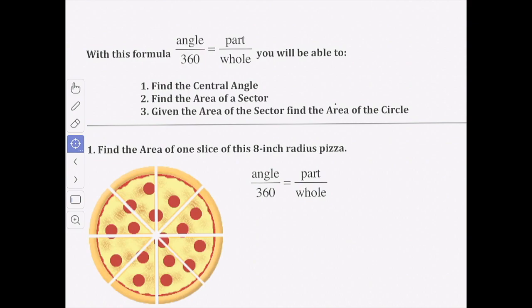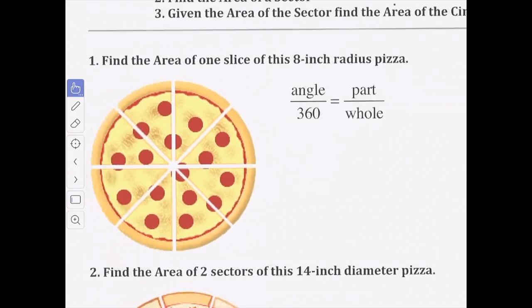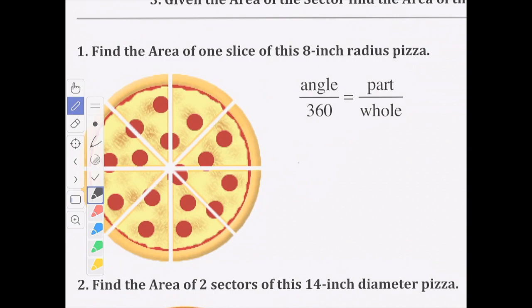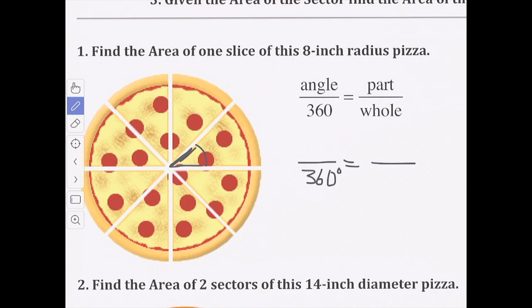So for the first example right here, we're asked to find the area of one slice of this 8-inch radius pizza. To figure that out, we'll need to apply this formula, which is very simple to remember. There's 360 degrees in an entire circle. And if we want one piece of pizza, we need to know how many degrees is there right at the center of that pizza. Well, this pizza has how many slices? 1, 2, 3, 4, 5, 6, 7, 8. So there's 8 slices of pizza.